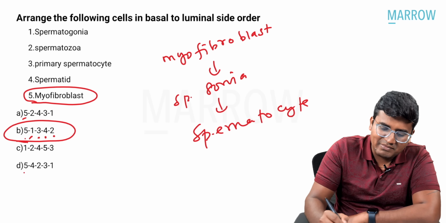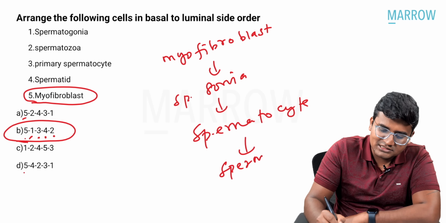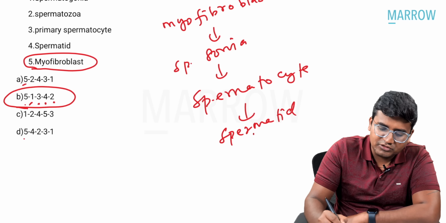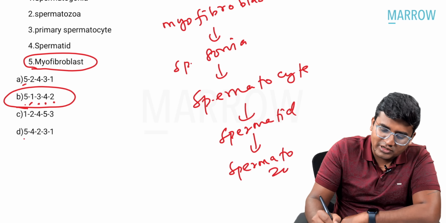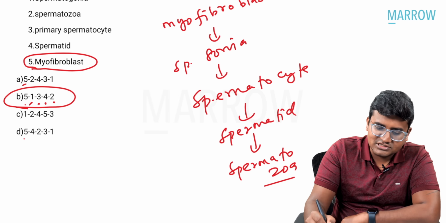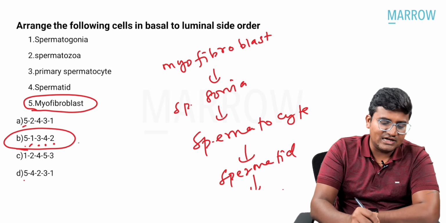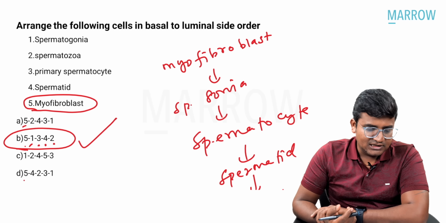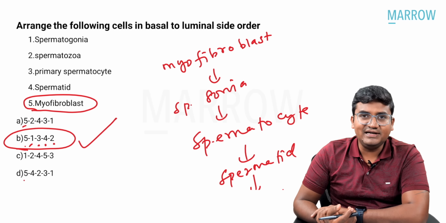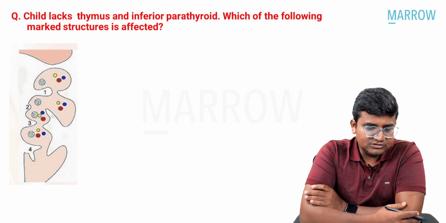And then spermatid, and then spermatid, finally spermatozoa, and then spermatozoa. Okay, so the answer for this question is, yes, B is the answer. A similar question was given in the 2019 May AIIMS exam. Okay, again, repeat question. Now the third question.